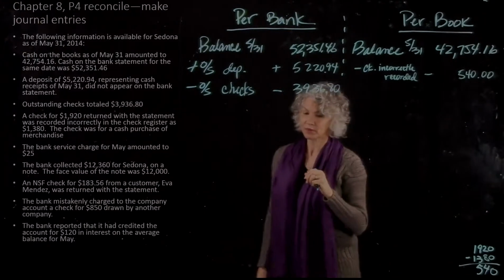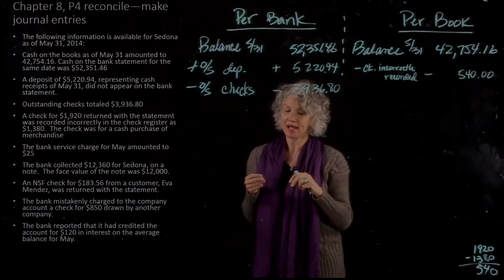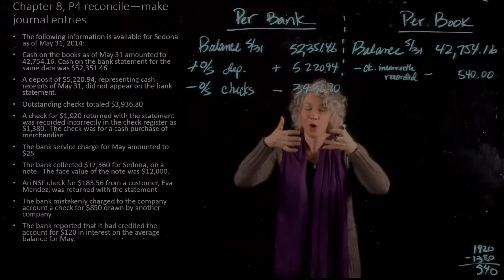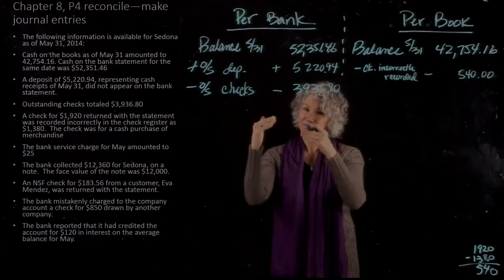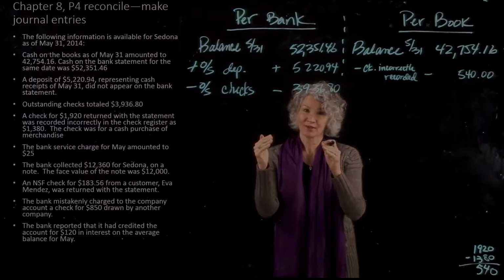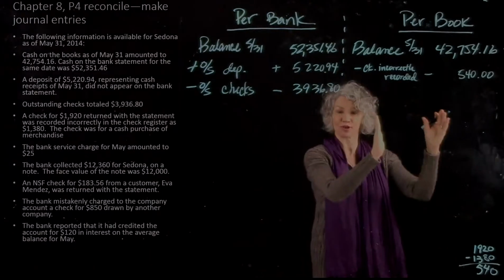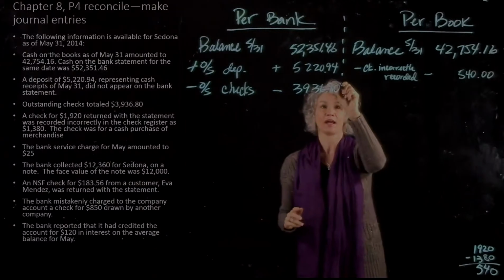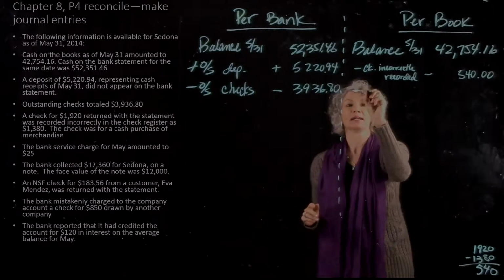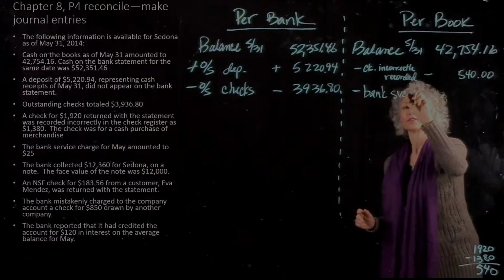Often it is. Okay. The bank service charge for May amounted to $25. Okay, well, you knew this because you opened the statement and saw that they subtracted $25 from your account. You didn't know how much they were going to subtract this month until you got the bank statement, so we need to subtract it from the books, okay? I'm going to go ahead and just extend this down so I don't get messed up. Minus bank service charge.